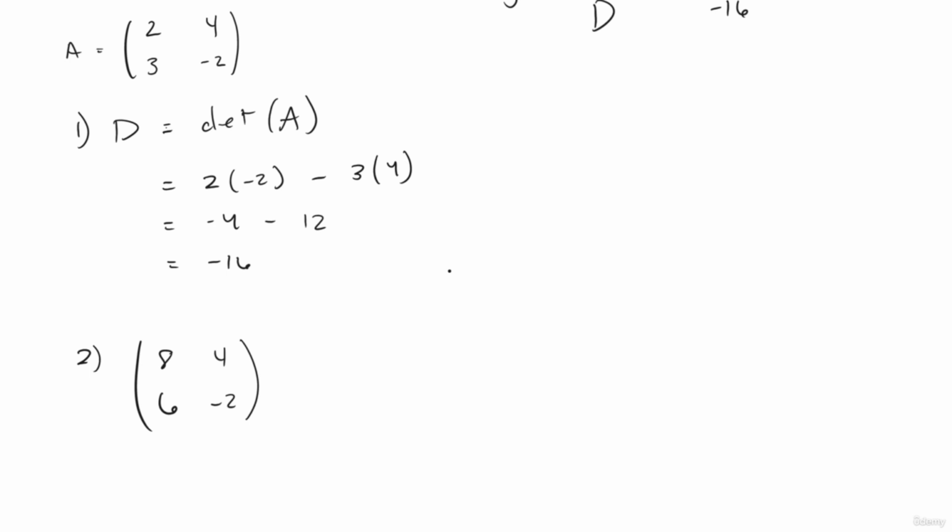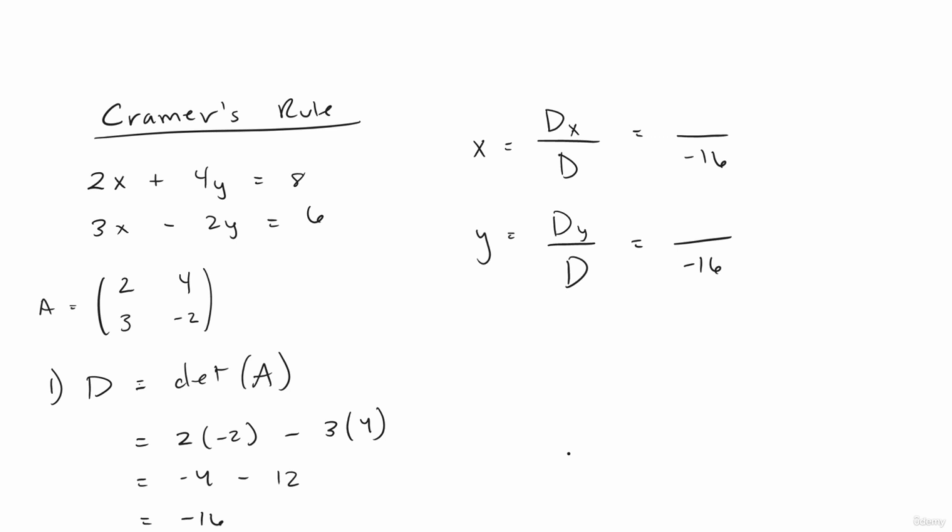And so we want the determinant here. I'm going to draw bars around it. It's pretty straightforward. Multiply these two together, it's going to give me negative 16. Subtract off these, it's going to be minus 24. And then we're left with negative 16 minus 24, which is going to give me negative 40. And so let's plug in dx. It's going to be negative 40.